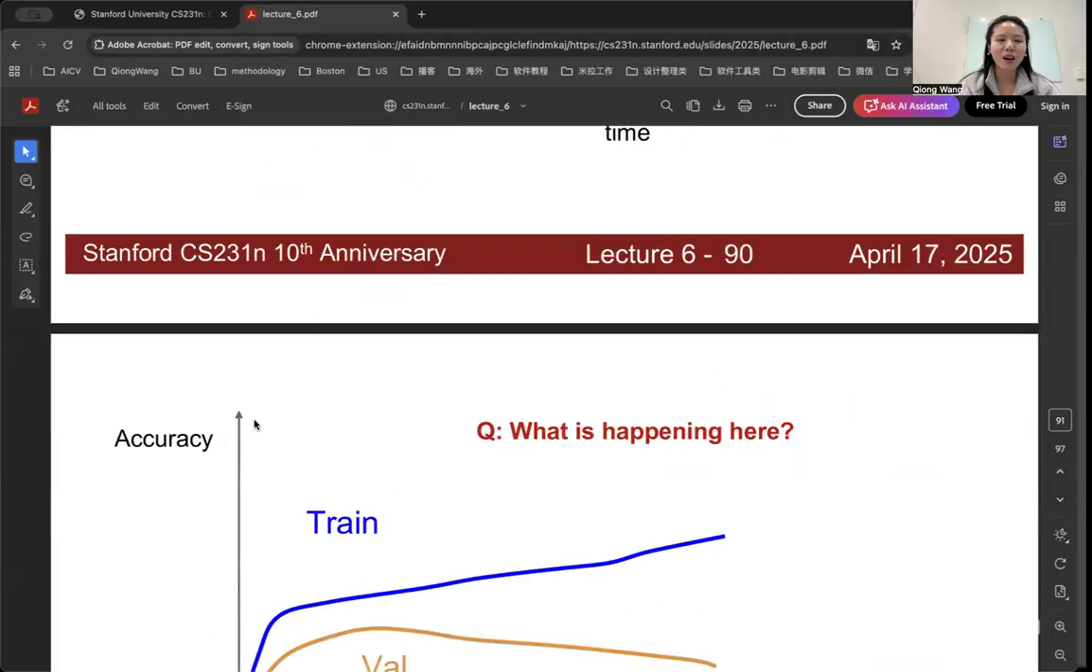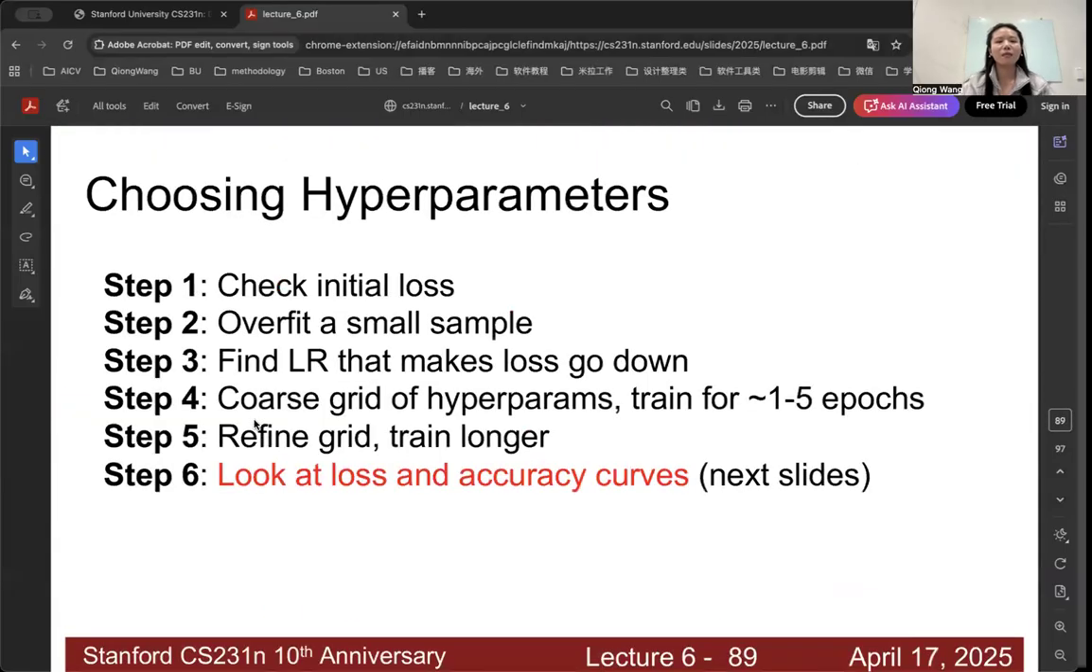Hyperparameter selection. Okay. Step one is to check the initial loss. Step two is to overfit a small sample. Step three, find a learning rate that makes the small sample loss go down. For example, we choose 10 initial learning rates.